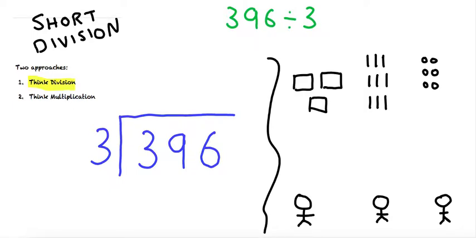We've got 396 divided by 3. I've got some materials over on the right hand side to help us visualize. So 300 and 96, and we're dividing, remember dividing is sharing, dividing between or among 3. 1, 2, 3. Alright, let's do it.